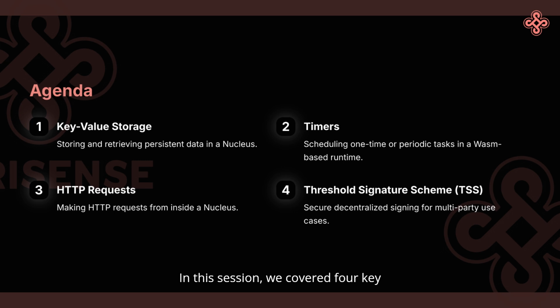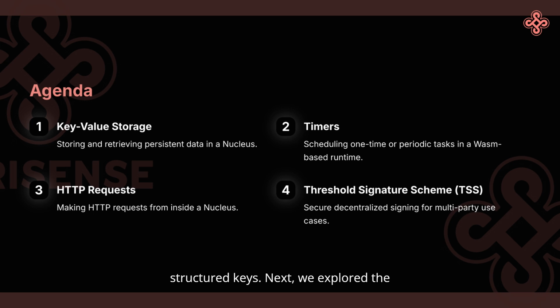In this session, we covered 4 key advanced features of the VariSense platform. First, we looked at KV storage. This is a built-in key-value system inside each Nucleus, allowing us to persist small pieces of data like device status, counters, or configuration parameters. We learned how to store, retrieve, and delete data using structured keys.